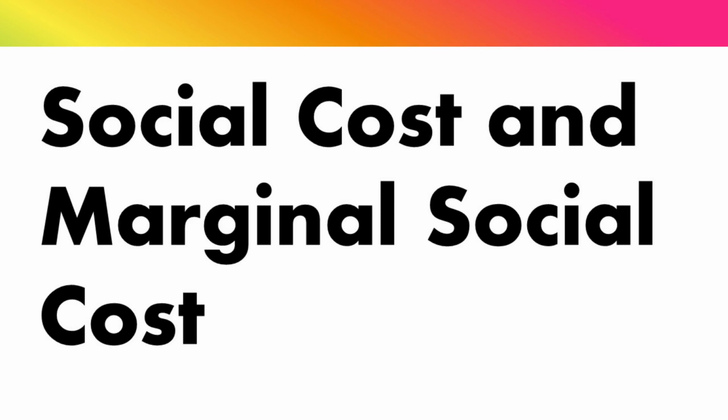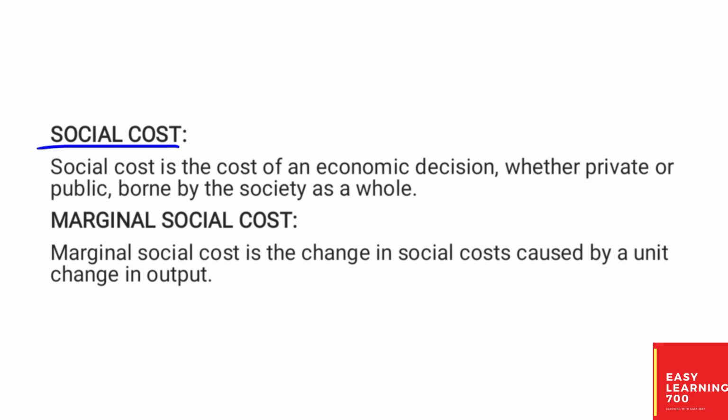In this tutorial, I'm going to teach you the concept of social cost and the marginal social cost. So, social cost is the cost of an economic decision. It is incurred by the society as a whole due to an economic decision, whether it's made by an individual, a business, or any government. So, it includes both the private costs borne by the decision maker and any external cost imposed on society. For example, environmental pollution or traffic congestion.